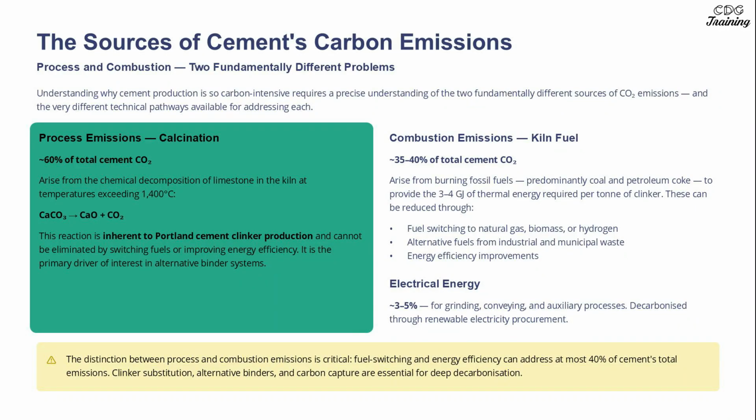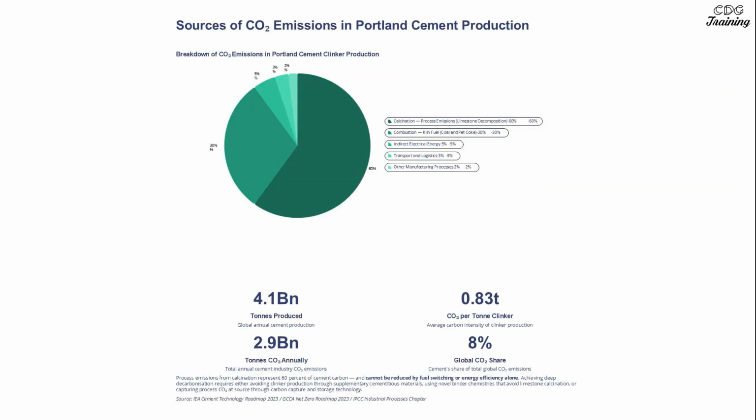Addressing these emissions requires a focus on both process efficiency and alternative energy sources. Portland cement production is a significant source of CO2 emissions, with 4.1 billion tons produced annually. Understanding the sources of these emissions is key to developing strategies for reduction.